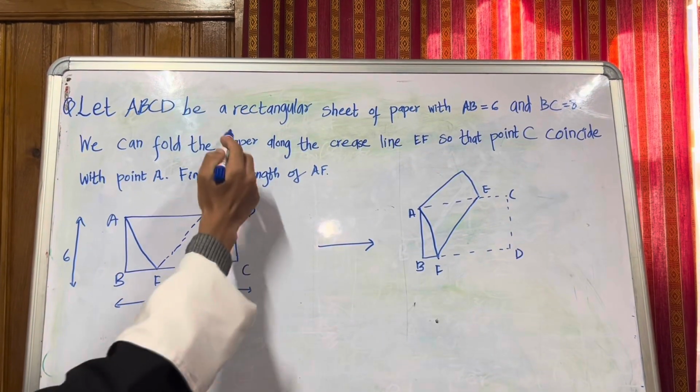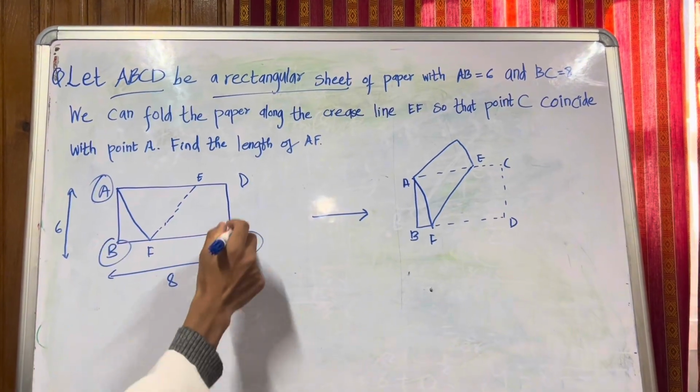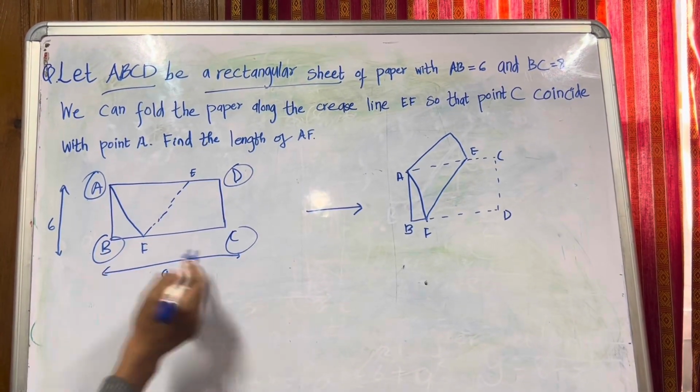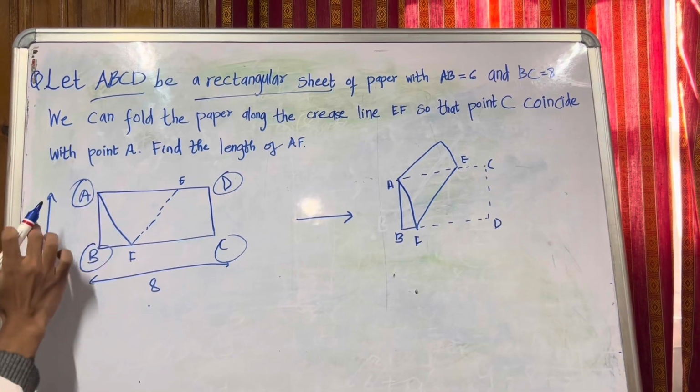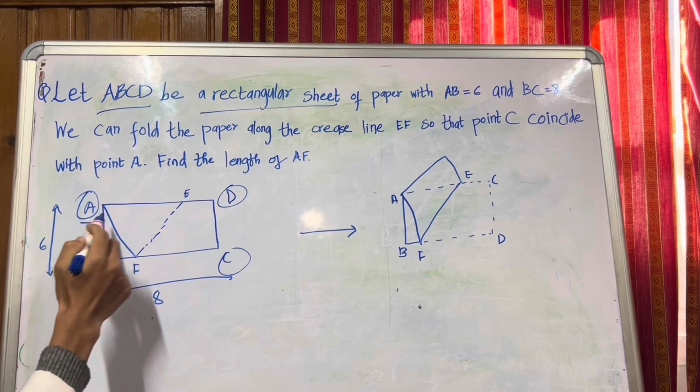We are taking a rectangular sheet with the points named as A, B, C and D. So the length of BC is 8 and the length of AB is 6. So what this question is asking us is that we have to find the length of AF.